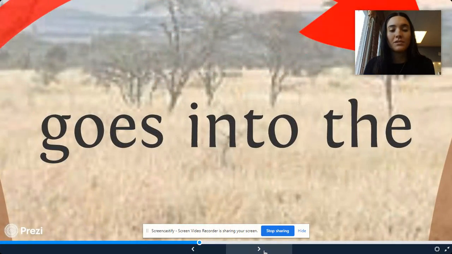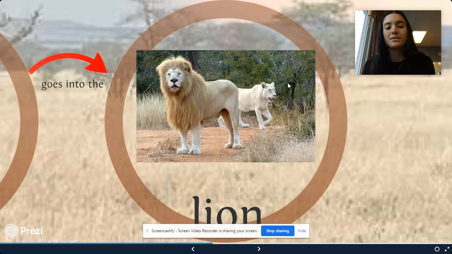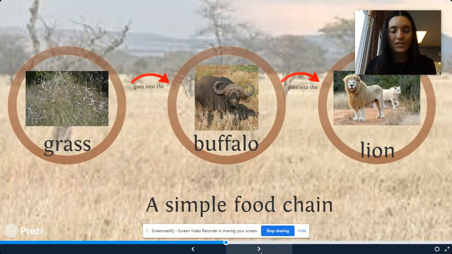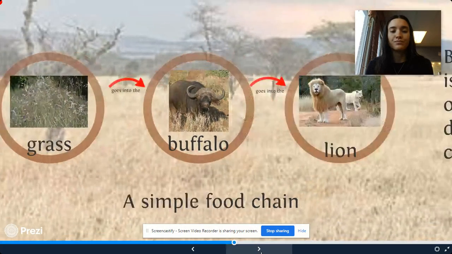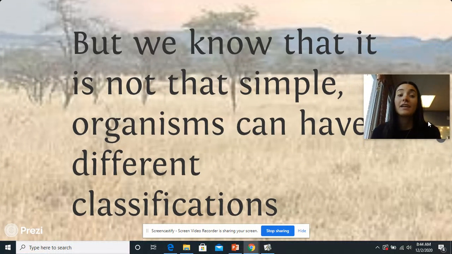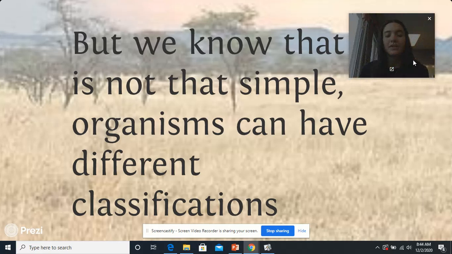The buffalo goes into the mouth of the lion. And in this food chain, the lion is the apex predator. Even though it's the secondary consumer, it's at the top of the food chain, so it's the apex predator. So this is a simple food chain. But we know that it is not that simple. Organisms can have different classifications.